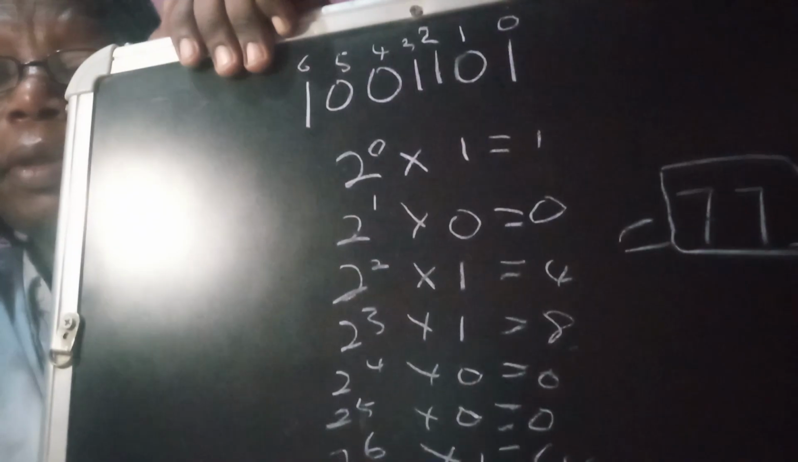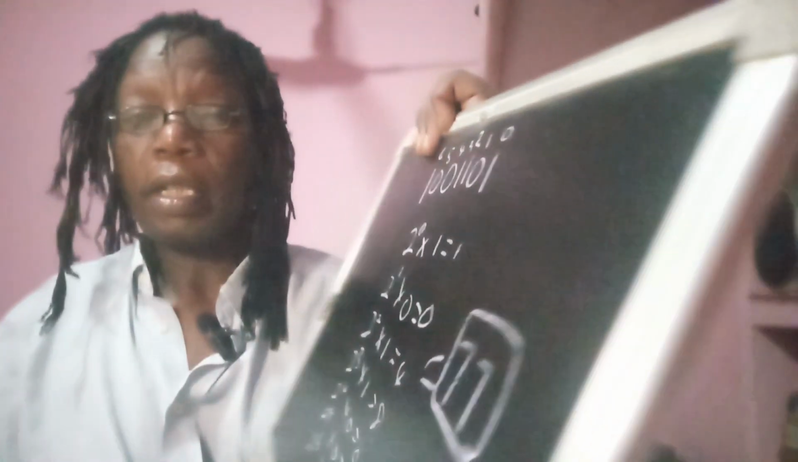Okay, so I hope you are following. Now that's how you convert binary to decimal. So we are going to convert now decimal to binary. It's very simple. We now have 77, which is decimal. The way to convert is to divide it by 2, and you write the remainder.